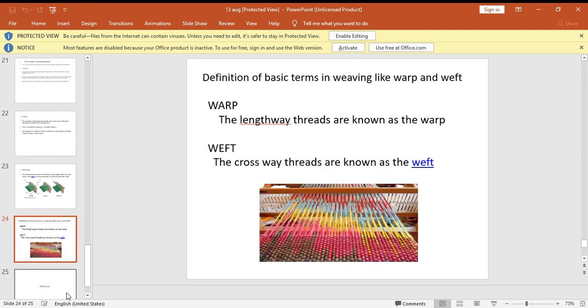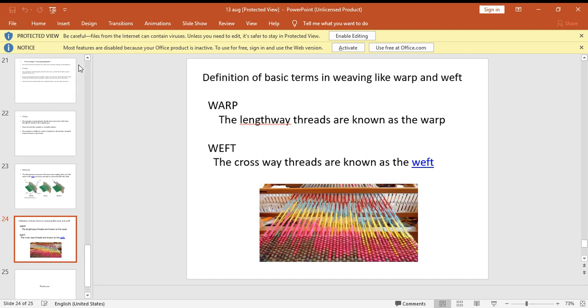And definition of basic terms in weaving are warp and weft. So warp is, you can see in the picture, the lengthway threads are known as warp, and weft is the crossway threads are known as weft. So by this, today's class is completed.